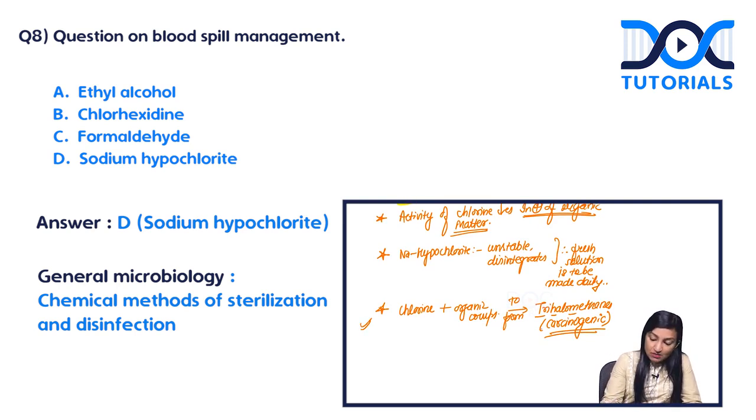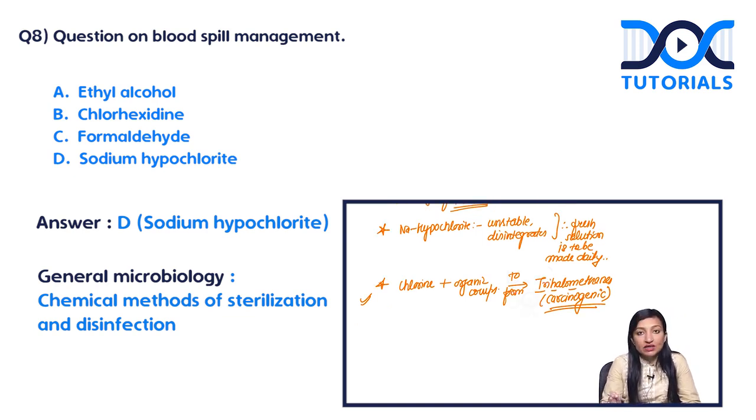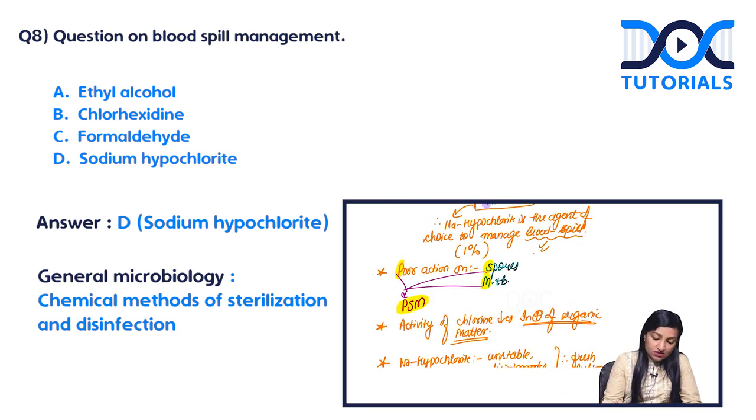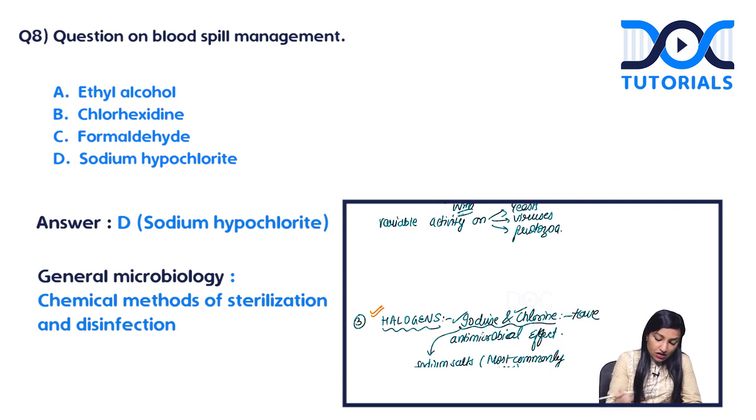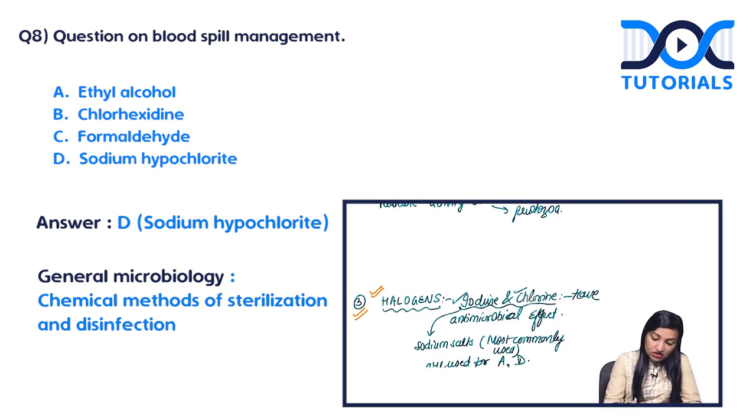So guys, these are the most important points you need to remember about the chlorinated compounds, which we are discussing under the category of halogens. Remember, we are doing chemical agents category number 3. Halogens, I told you, have chlorine and iodine, and we are done with chlorine now.